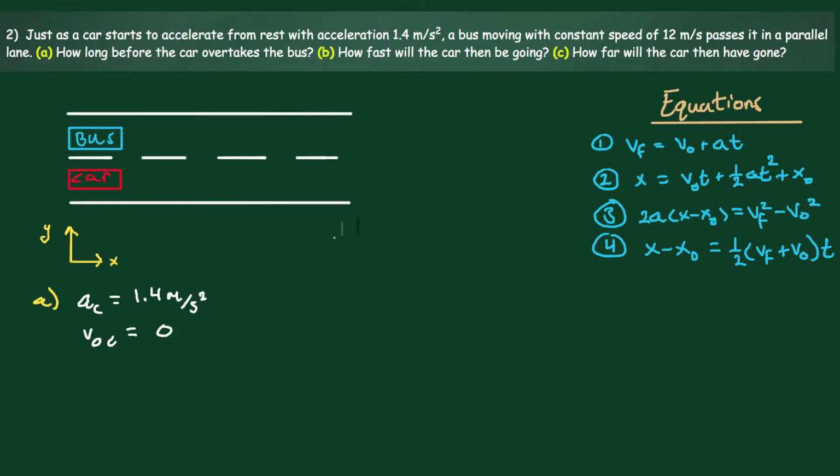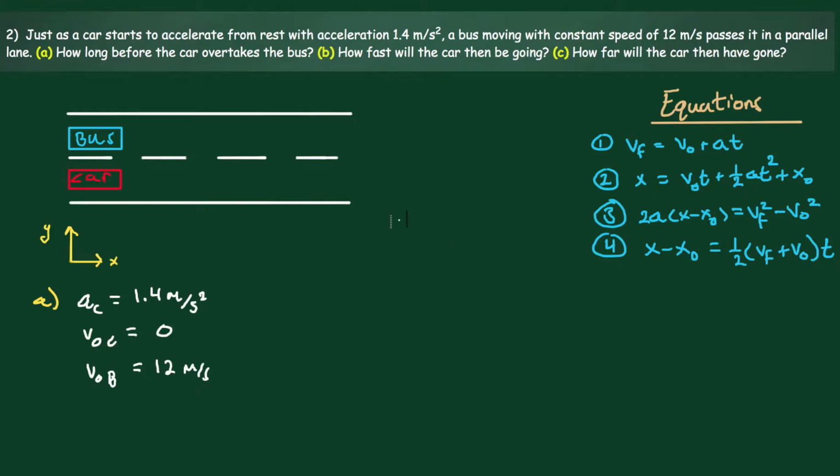Now we're also told that a bus is moving with constant speed, and the magnitude of that speed is 12 meters per second. So we can say v0 of the bus, I'll put a capital B for the bus, is 12 meters per second. So we'll just put 12 meters per second here.